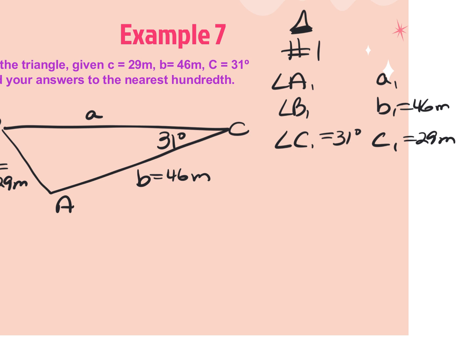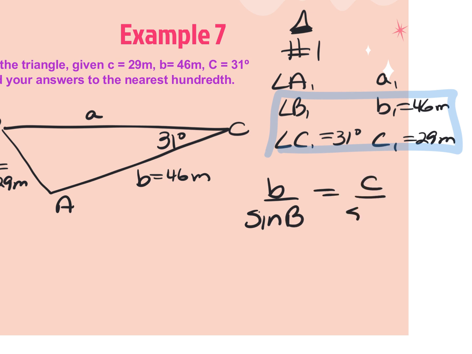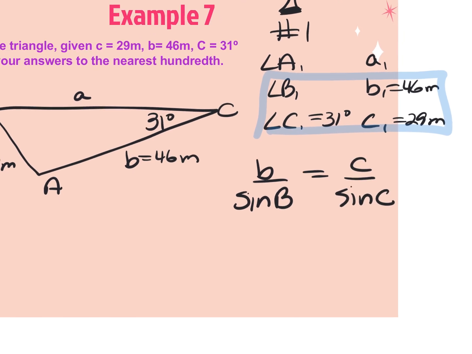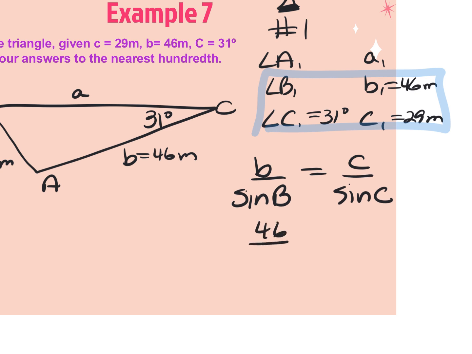So now let's go ahead and, again, I like to look at this and say, okay, this is what's going in my first proportion. So I'm going to set it up as b over the sine of b. You could put the c information first, it doesn't matter. And then c over the sine of c. So we'll fill it in. We're looking for angle B first. So b over sine of b, and then 29 over the sine of 31.